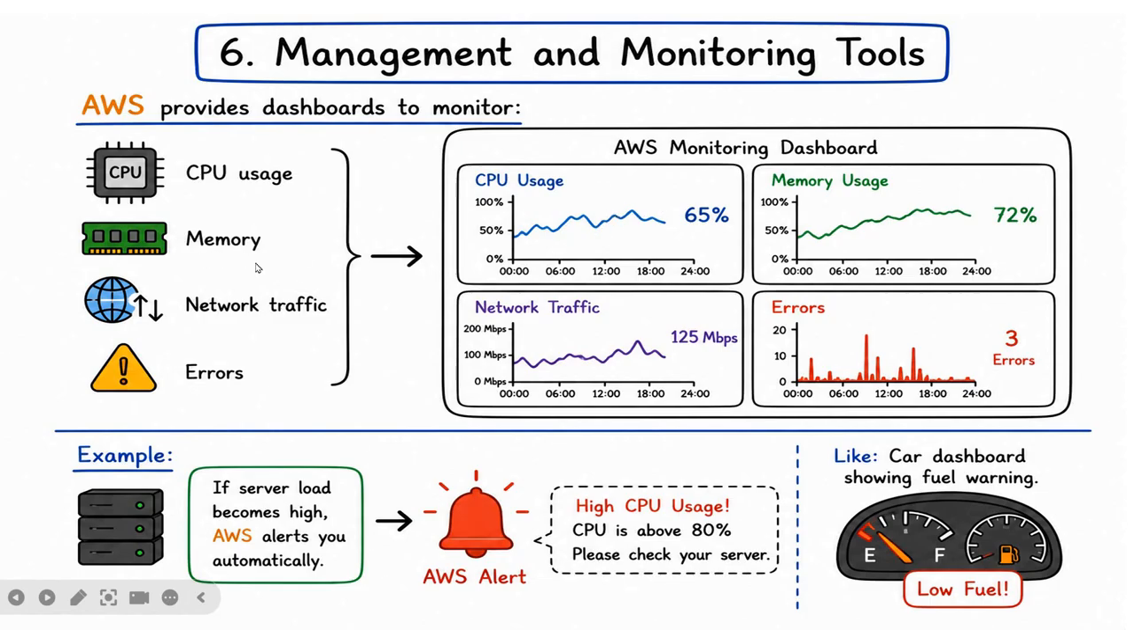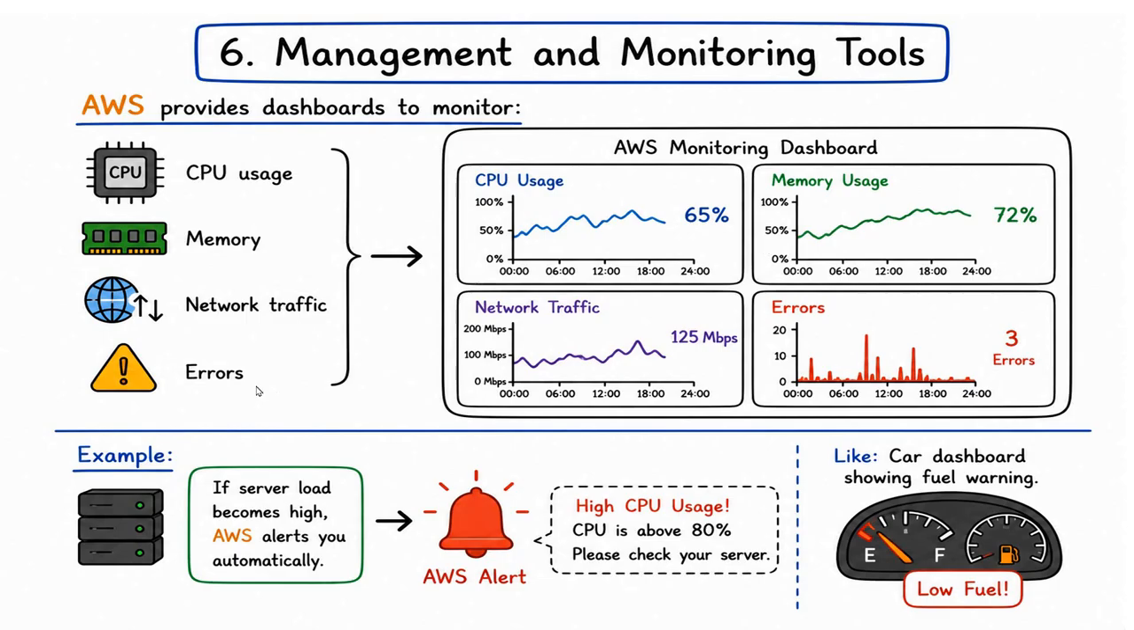Then next, you have memory monitoring. Memory, that is RAM, stores temporary data while applications are running. And AWS monitoring tools show how much memory is being used, and whether RAM is sufficient or not. Then you have network traffic monitoring, which means the amount of data moving through the server, which includes website visitors, downloads, or uploads, and also API requests.